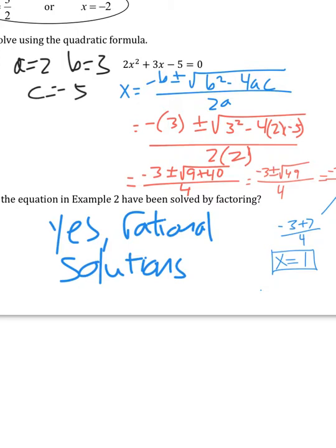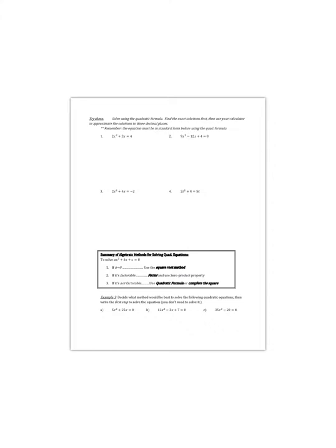All right, cool. Oh, hey, let's see. Remember, we can check this on a graph. Let's keep in touch with that. 2x squared plus 3x.